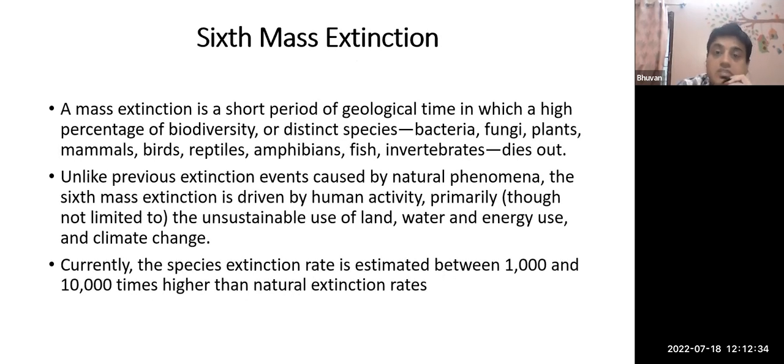And as we are nearing the sixth mass extinction, the biodiversity, which includes all your bacteria, fungi, plants, reptiles, amphibians, fishes, and invertebrates, will die out in large numbers. Human-driven activities are mainly responsible for that. Unsustainable use of land, water, energy, and climate change are mainly responsible. The current rate of extinction is estimated to be between 1,000 and 10,000 times higher than the natural extinction rate.